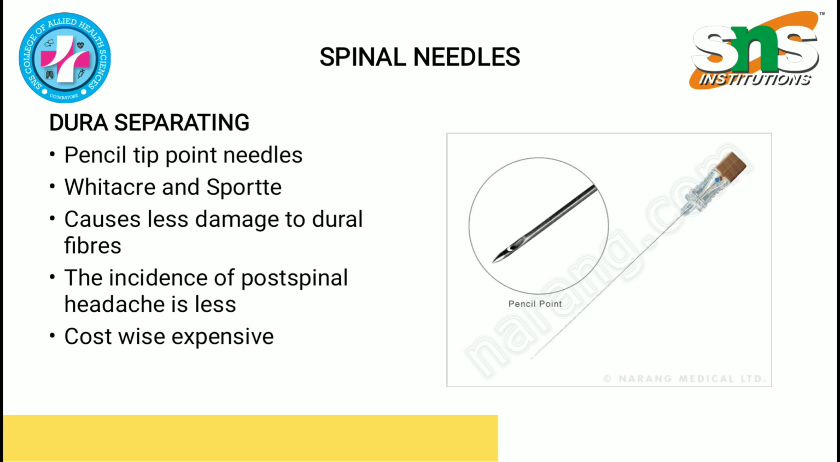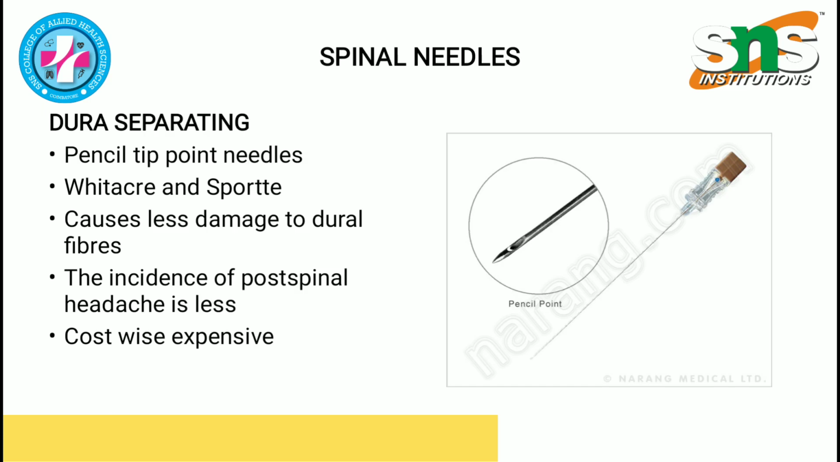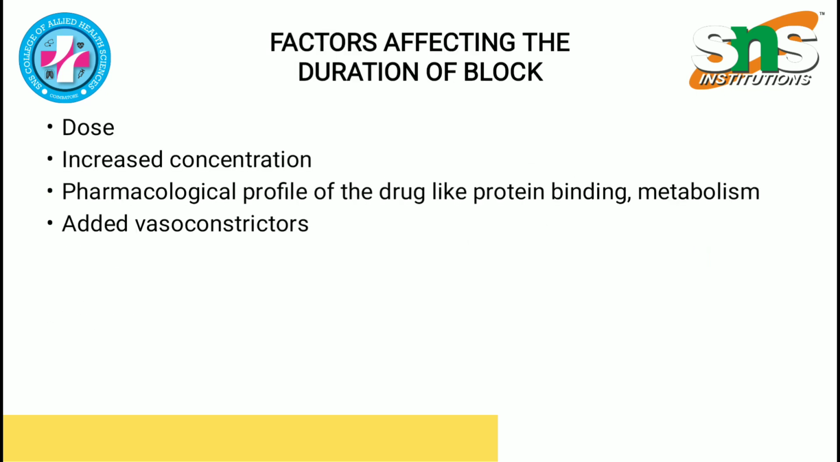Cost-wise, they are expensive. Factors affecting the height of block include dosage of drug, baricity, position of patient, site of injection, CSF volume, age and pregnancy. The factors affecting the duration of block include dose, increased concentration, pharmacological profile of the drug like protein binding, metabolism, and added vasoconstrictors.